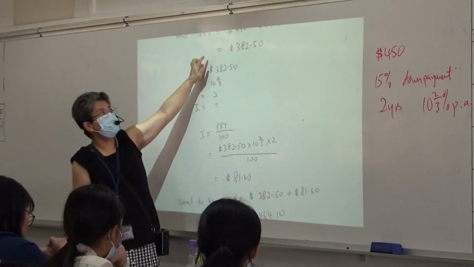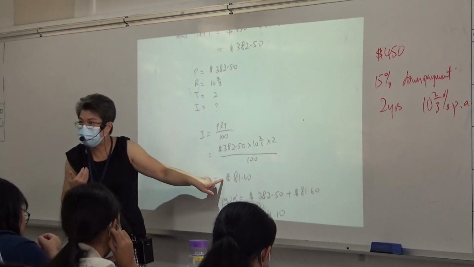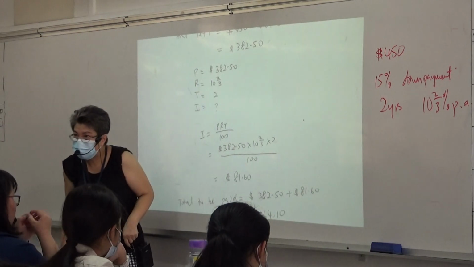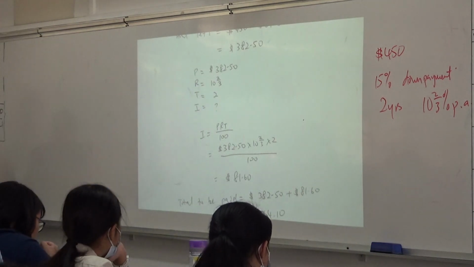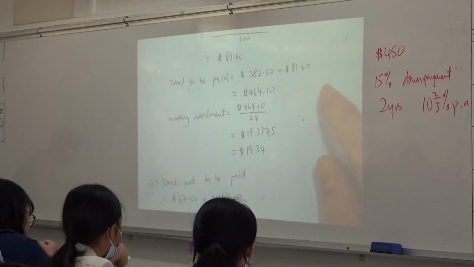Now, just now I haven't paid this, then this is the interest. The total I have to pay is how much? This plus this, right? Agree? Okay? So total amount to be paid will be plus together.